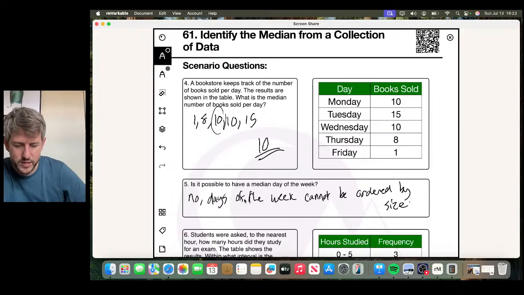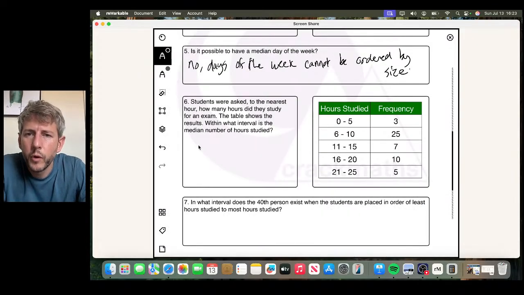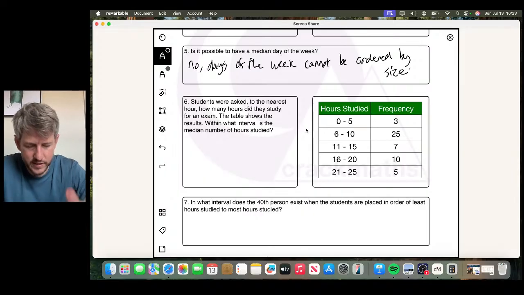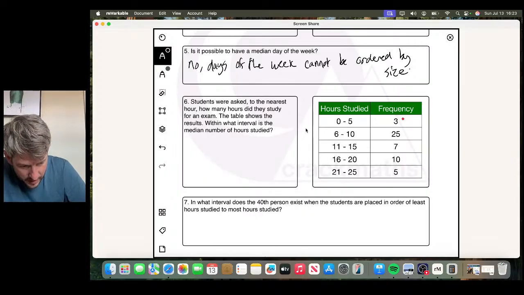Okay, right, so question 6. We've got here, students were asked to the nearest hour, how many hours did they study for an exam? The table shows the results. Within what interval is the median number of hours studied? Okay, so here is person 1 to 3. Okay, this is person 4 to 28. Sorry, we added the thing onto this one. This is person 29 to 35.